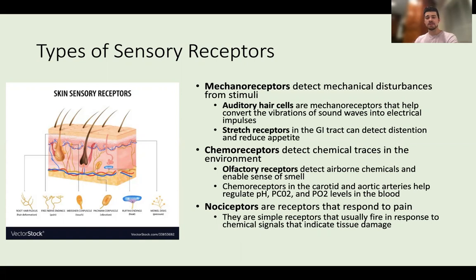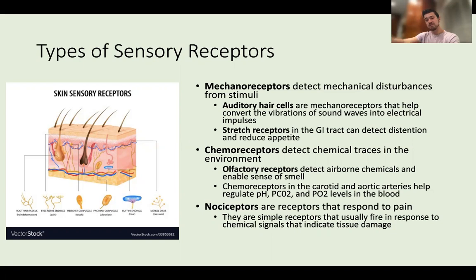Chemoreceptors are the second type. They detect chemical traces in the environment, and the environment could be external or internal. Olfactory receptors, for example, are the receptors you use in your nose, and they detect airborne chemicals and enable your sense of smell. So when you're smelling, really all you're doing is detecting the chemicals in the air. Your olfactory receptors are just picking up traces of chemicals, and they try to identify what that smell is. So that would be an example of a chemoreceptor.